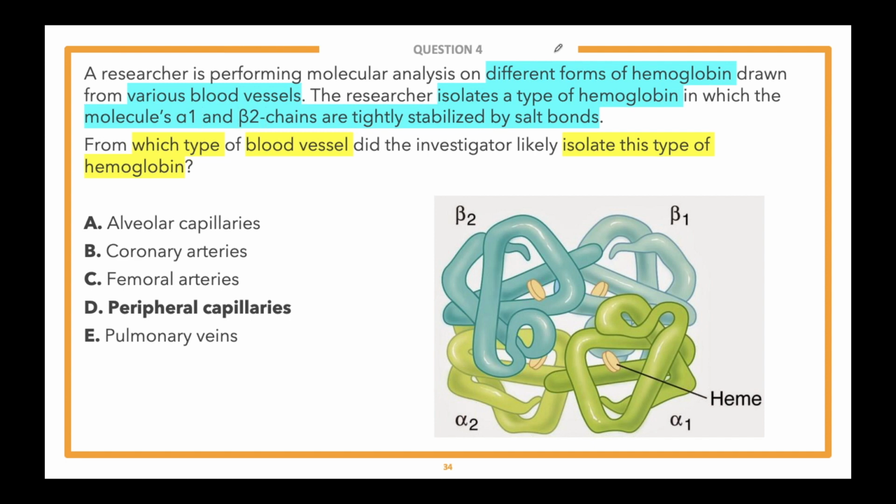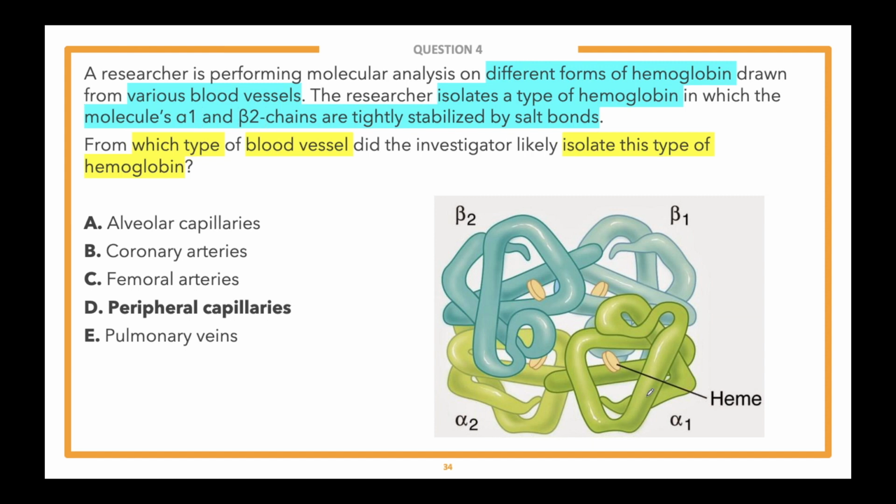This is because it's trying not to absorb oxygen in these deoxygenated areas. In contrast, in the R, or relaxed form, there are fewer of these bonds, the chains are less tightly joined, and oxygen is more able to bind. You would want that in an area of high oxygen concentration so that oxygen can bind to the hemoglobin. So that T or taut hemoglobin would predominate in an environment with low oxygen. Of those, the only one that's really a low oxygen tension is peripheral capillaries. That's where hemoglobin releases oxygen to the tissues.